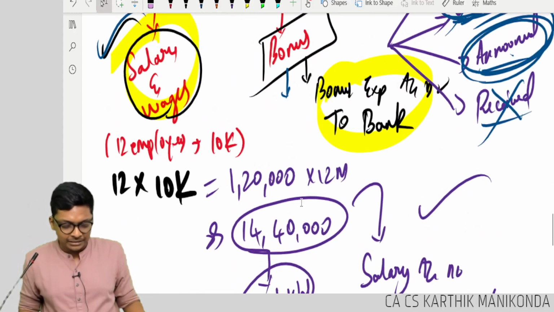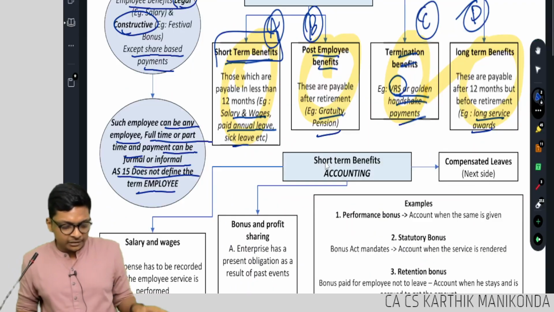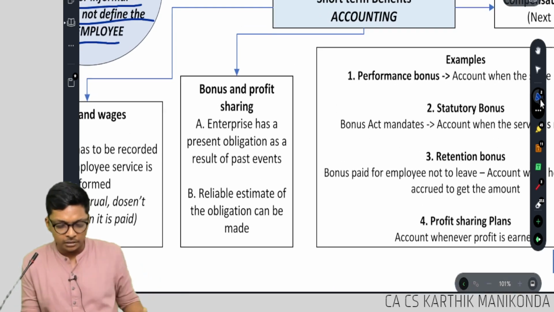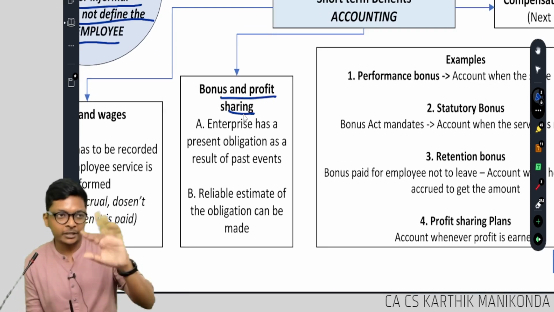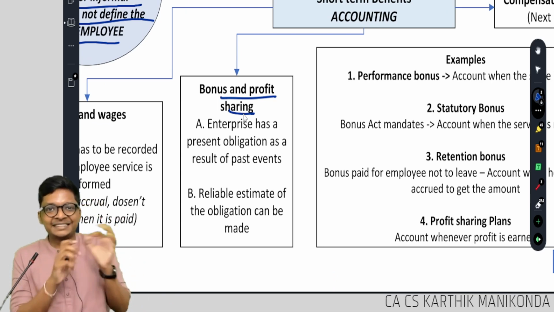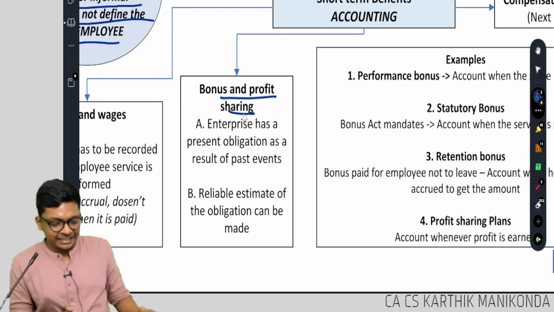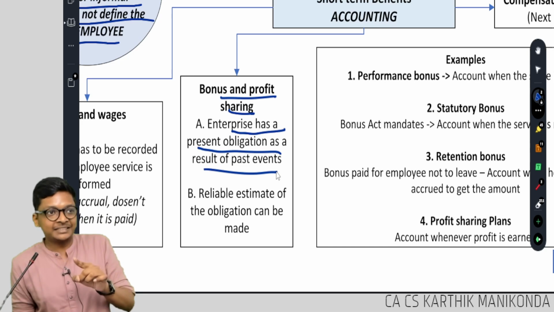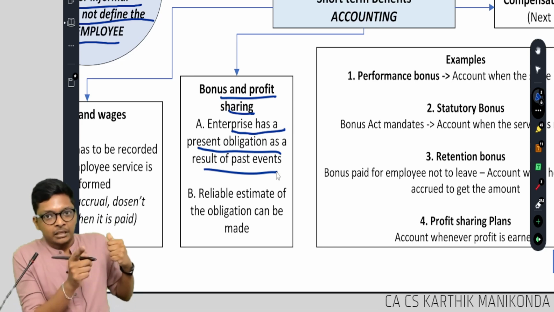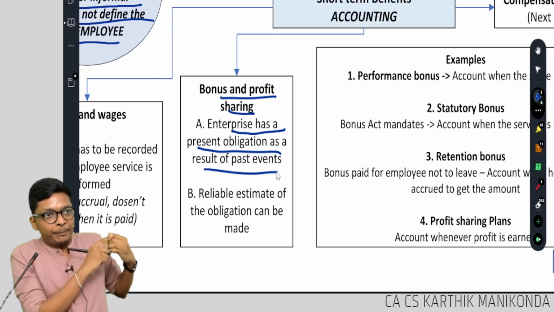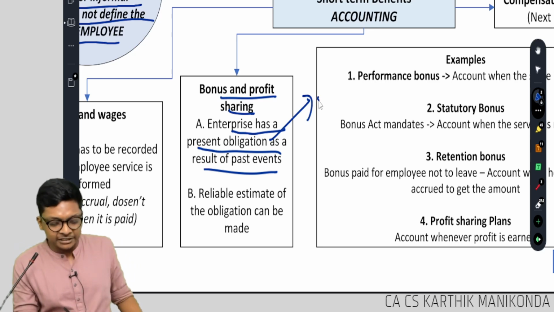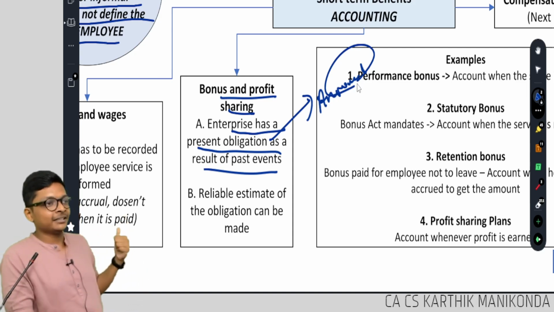So for bonus, I will write down when it is what, guys? The words they give for bonus are bonus and profit sharing. In simple terms, when the right to receive is established, the enterprise has a present obligation as a result of past events. Connect with our subject. Rajaram finished working, past event. So the enterprise has a present obligation. How do I have an obligation? Because I announced. If I don't announce, I don't have an obligation. It's not a liability, guys.